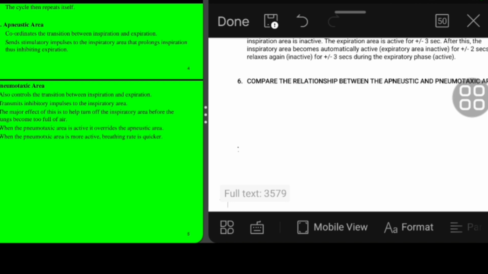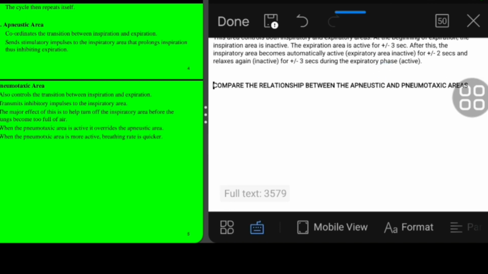So you guys literally need to think of this in a common sense sort of way, the same way that when you're blowing air into a balloon, if you keep blowing, it's going to pop eventually. So that's what the pneumotaxic area is trying to prevent, for you to have too much air, so they work in opposite. So for this part, you can do a comparison of the relationship between the apneustic and pneumotaxic area.